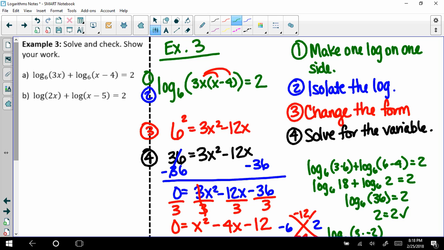Okay, so go ahead and pause it, and I want you to try part B, and then unpause it when you're ready to check.